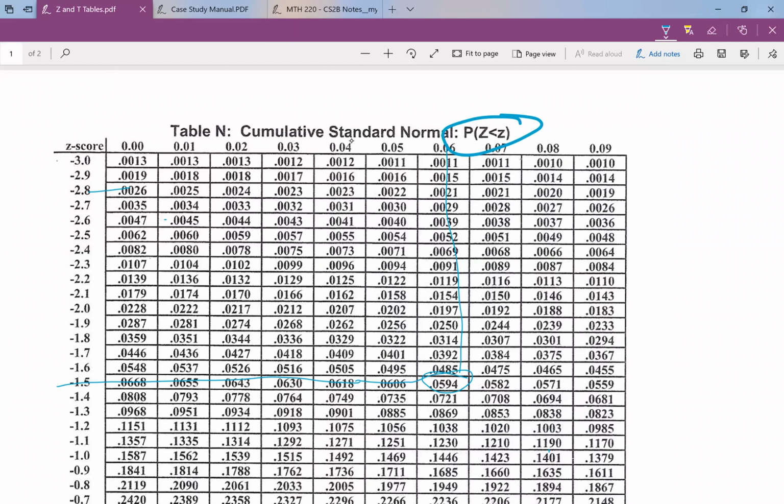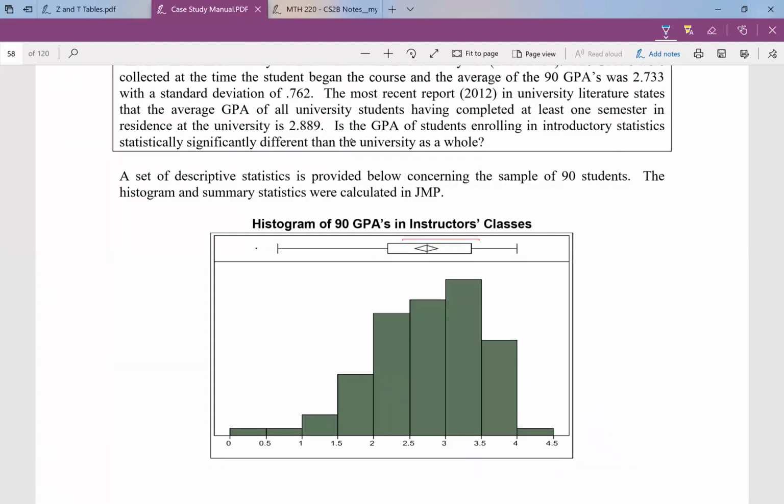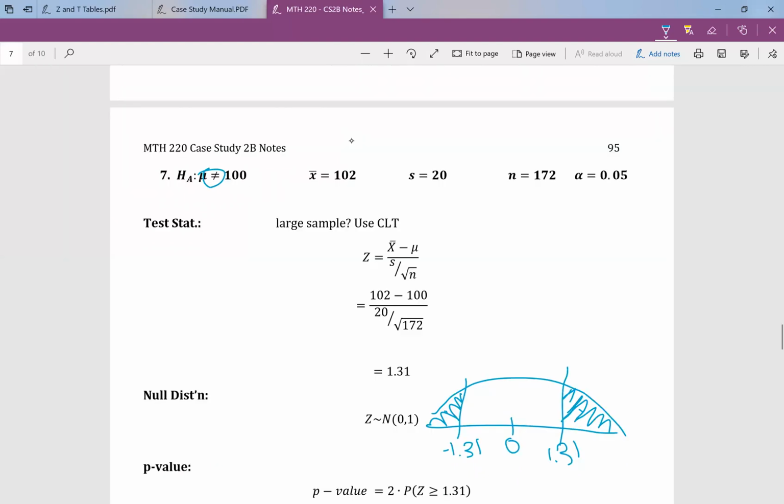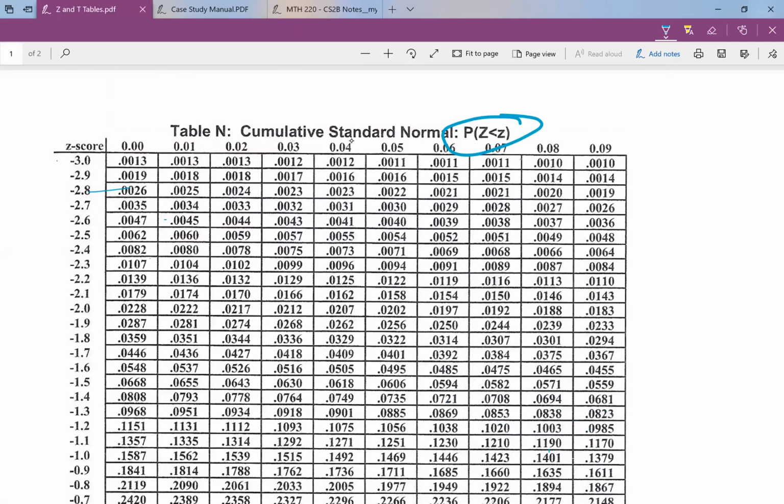So we are going to go to negative 1.31, because the positive one is not the one I want. This area is the same as this area, like I was saying. And our chart already gives us less than values. So if you go to positive 1.31, you're going to have to complement that number that you get. Okay. So negative 1.31, that's going to be this value right here, 0.0951.